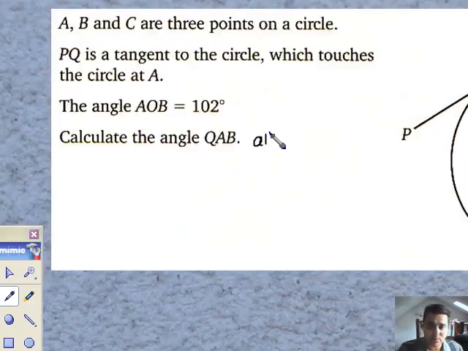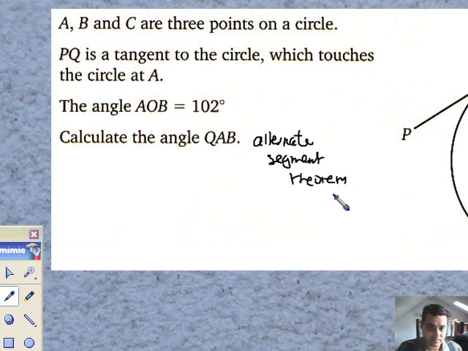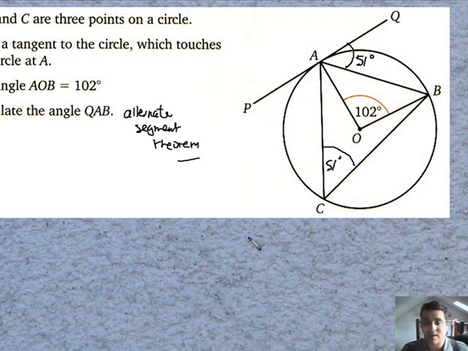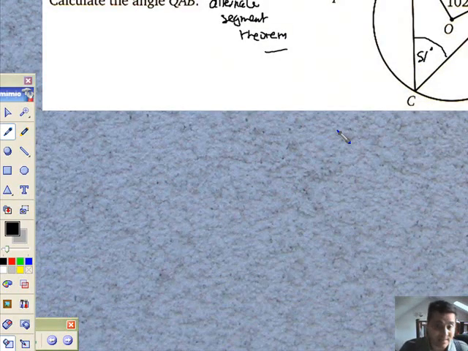And why is that? Alternate segment theorem. Alright, look at it carefully. There we go. Here is a chord AB, here is a tangent making an angle 51 in this segment here. But in the alternate segment, the larger one on this side, I also have an angle which is identical to the angle formed outside there, and they're both 51. Therefore, I've calculated QAB as 51 degrees, and that's all there is to it. Dead easy.